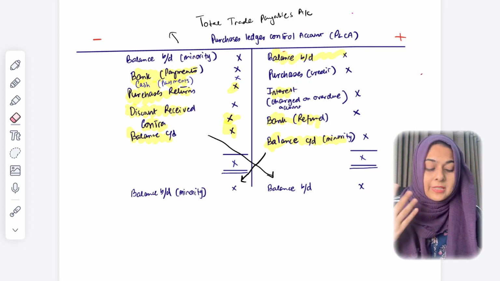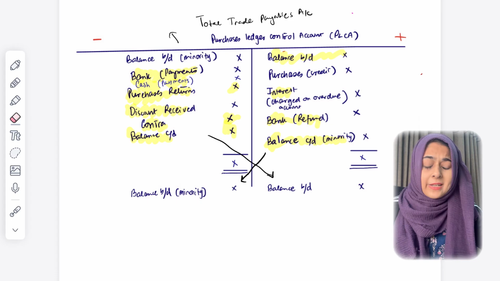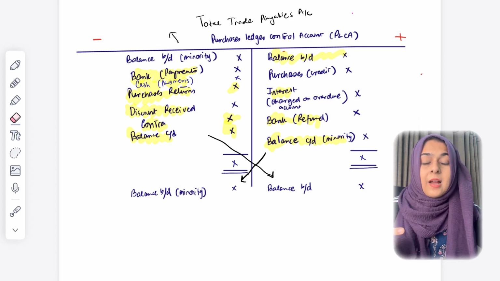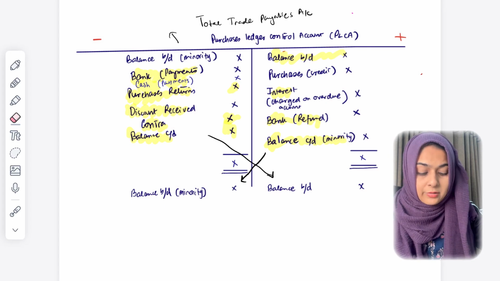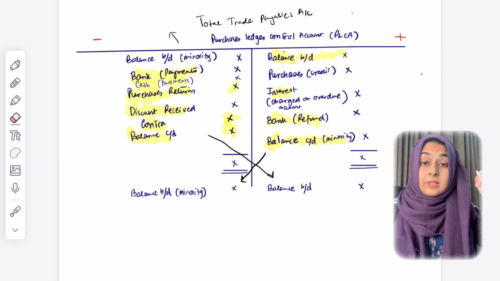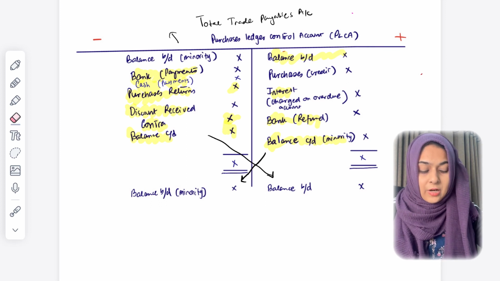So this will come on the debit side of the total trade payables account, that is the purchases ledger control account. Then when we pay our suppliers, our bank account is credited, so the trade payables account is debited. When we pay our suppliers in cash, our cash account is being credited, so our trade payables account is being debited. When our suppliers give us a discount, right? So discount received as an income, discount received account will be credited, trade payables account will be debited.